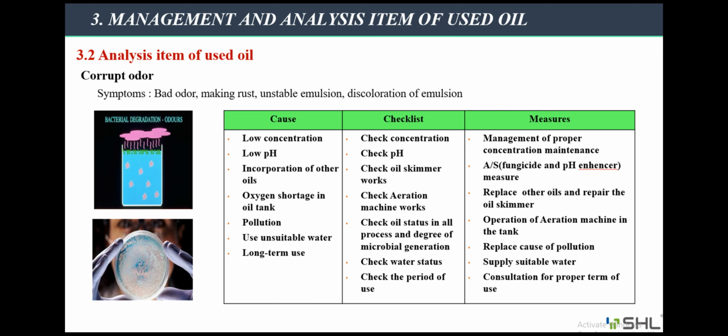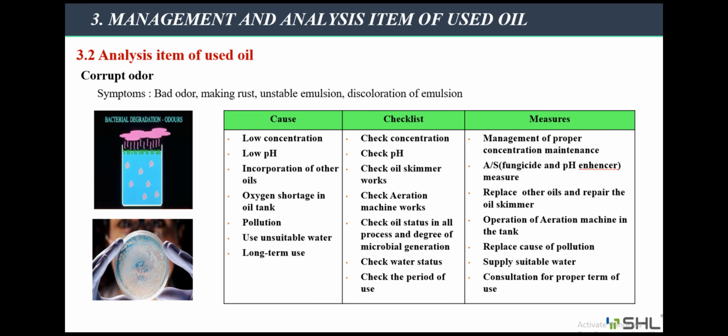The next problem to pay attention to when using water-soluble cutting oil is the corrupt odor. Symptoms include bad odor, rust, unstable emulsion, and discoloration of emulsion. Causes are low concentration, low pH, incorporation of other oils, oxygen shortage in the oil tank, pollution, use of unsuitable water, and long-term use. To check this situation, we need to check concentration, check pH, check the oil skimmer works, check the aeration machine works, check oil status in all processes and degree of microbial generation, check water status, and check the period of use.